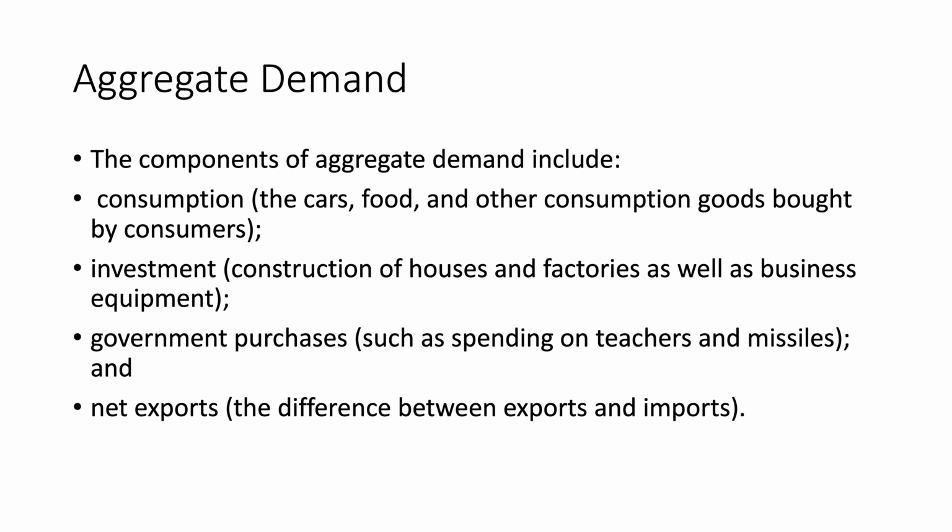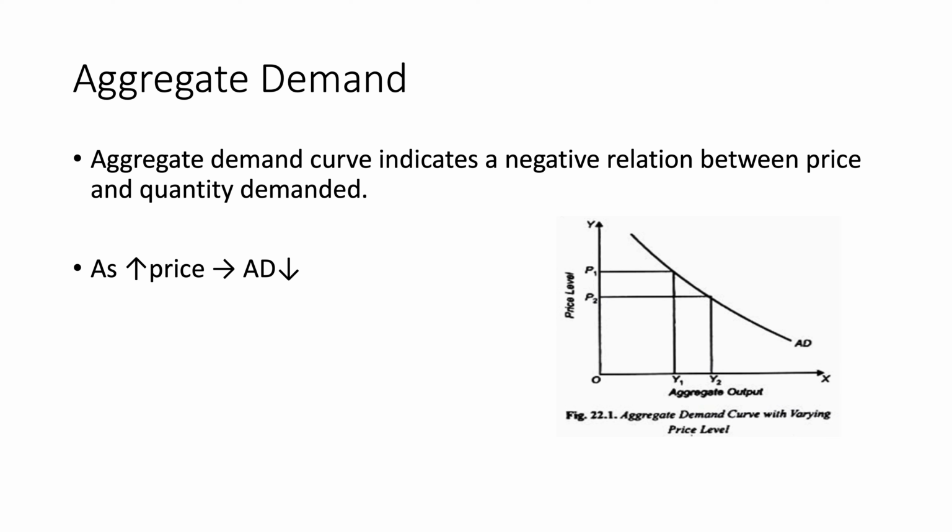Or, in other words, aggregate demand also represents the GDP of an economy, because in the last lecture we discussed the same components which indicate the gross domestic product. Just like the concept of demand, it is negatively associated with the price level. If the prices increase, aggregate demand will decrease, or if the prices reduce, aggregate demand will increase.